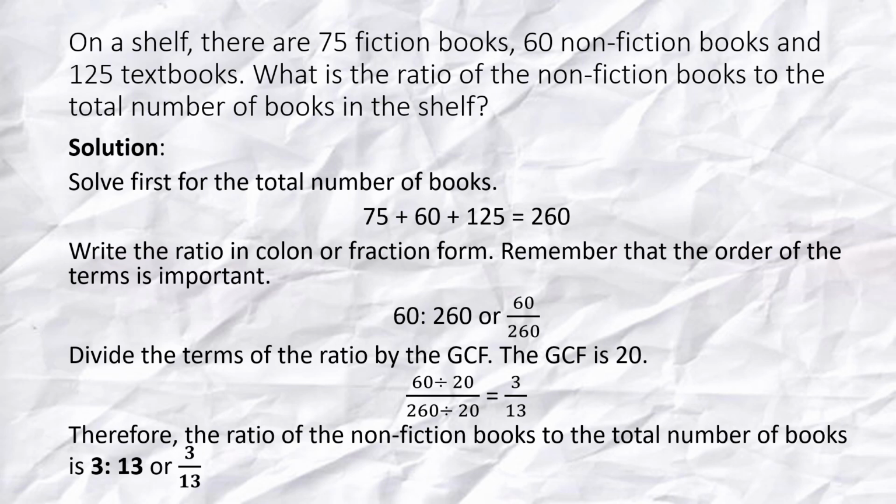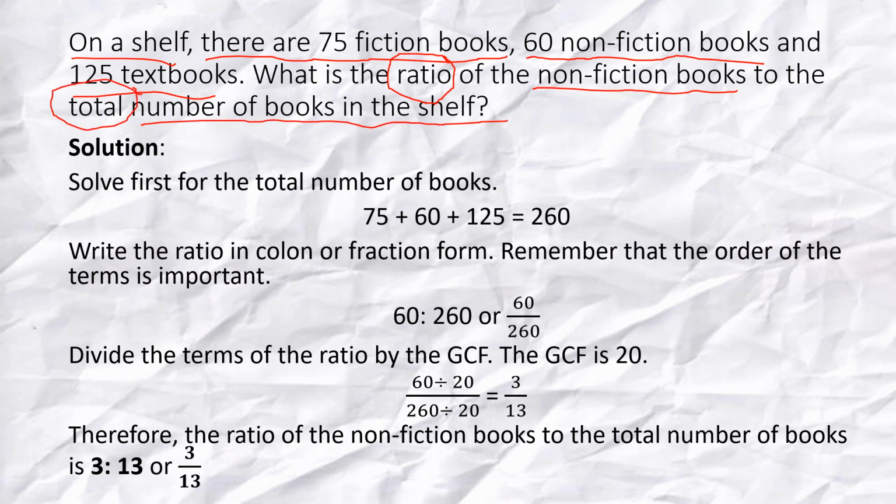For the last one, let's have the last problem. On a shelf, there are 75 fiction books, 60 non-fiction books, and 125 textbooks. What is the ratio of the non-fiction books to the total number of books on the shelf? So we are comparing two terms. First is the number of non-fiction books. The second term is the total number of books that are on the shelf.